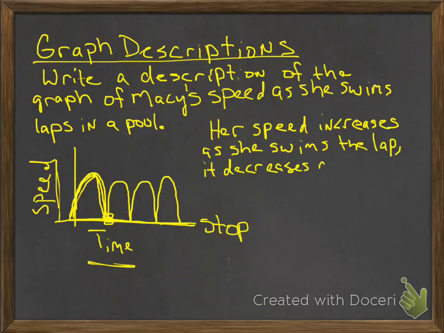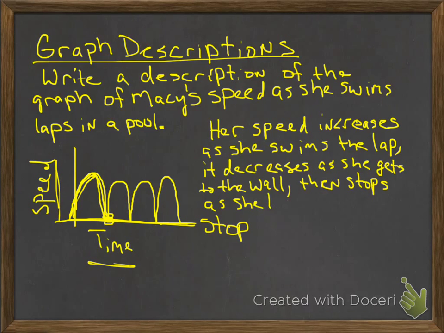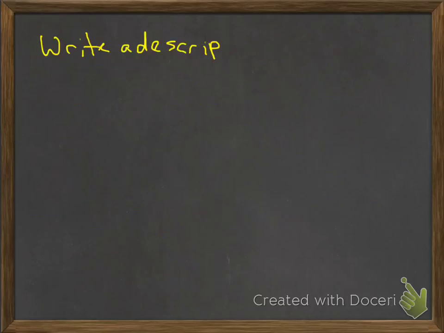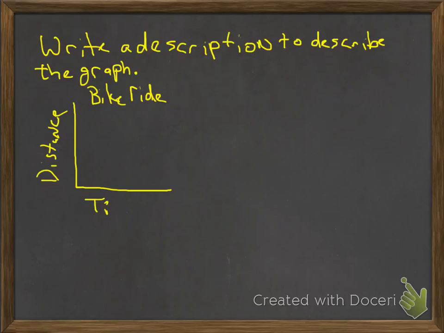It does decrease as she gets to the wall, because that's what would happen. You're not going to swim through a wall. And then when she gets to the wall, she has to stop and turn, right? So she stops and turns, and that would be this point right here where she's stopping and turning before she goes again. Okay, so this stopping is these points right here. You can see the decreases and you can see the increases. So you got to try to make sure that you're very descriptive with your wording. Okay, here's another one.